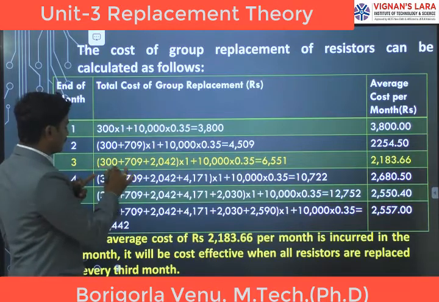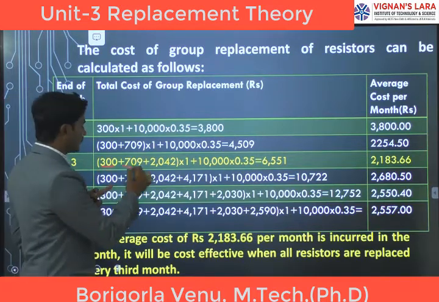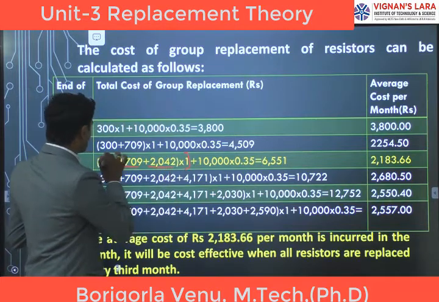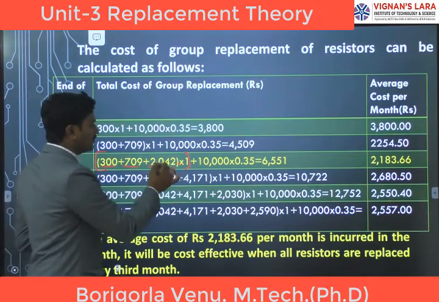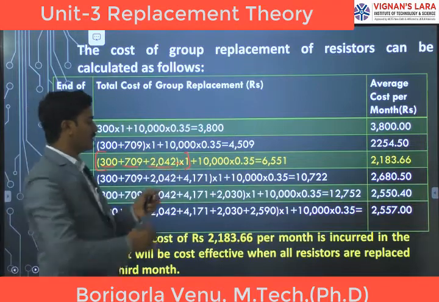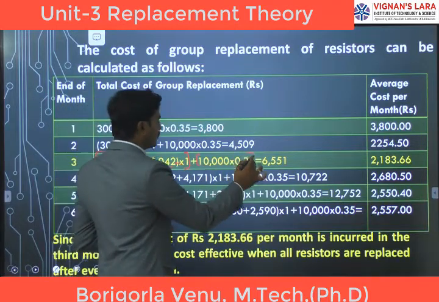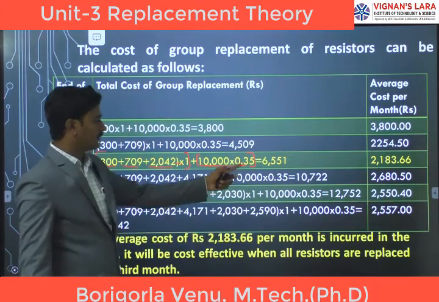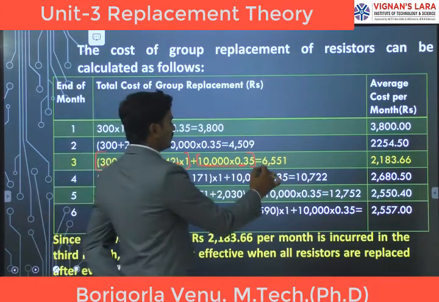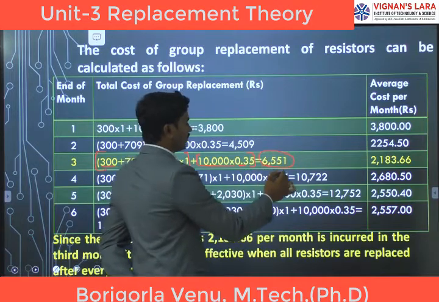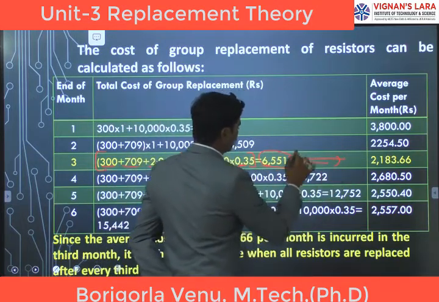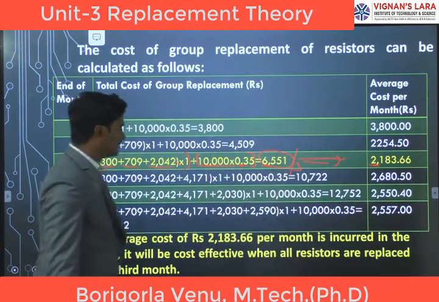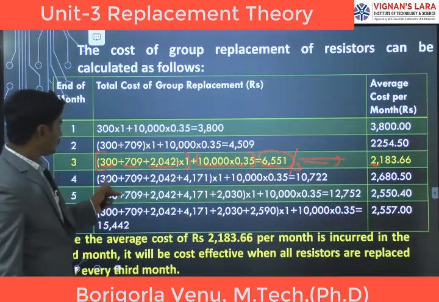The same, coming to the third month. First month failure is 300, second month failure is 709, third month failure is 2,042. The cost of replacement individually is 1. For group replacement, a total of 10,000 at 0.35 price. From this we get 6,551 rupees. We take the average by 3, and from this we get 2,183.66.